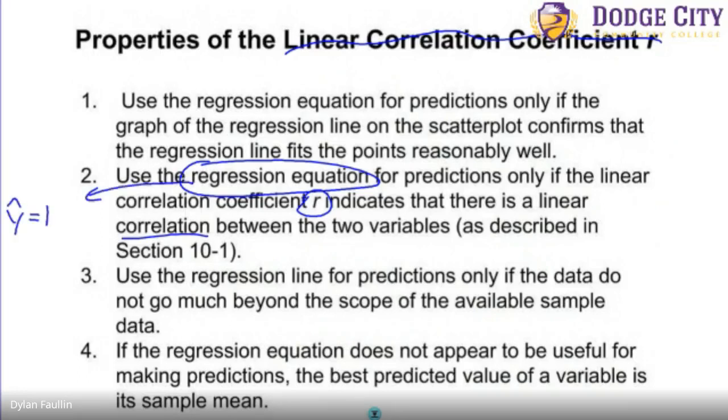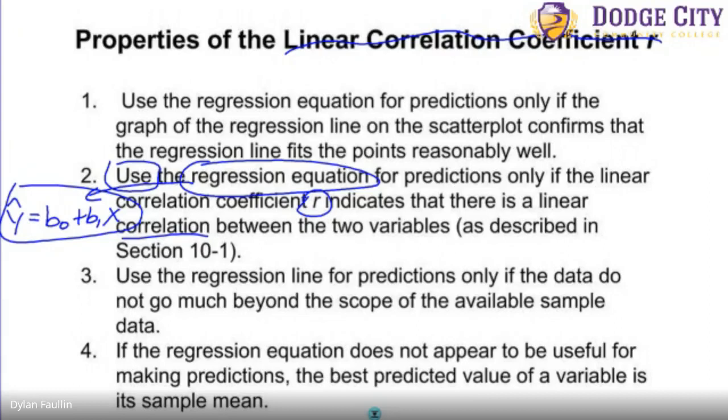Y hat equals b sub 0 plus b sub 1x. This is called the regression equation. They will ask you to construct that, regardless of what's going on in the problem. But you only use this formula if there actually appears to be a linear relationship. If the data doesn't have a linear relationship, then this formula doesn't give you anything useful. It's not very good at modeling the situation, and you don't want to use it if it doesn't appear to be linear after all.